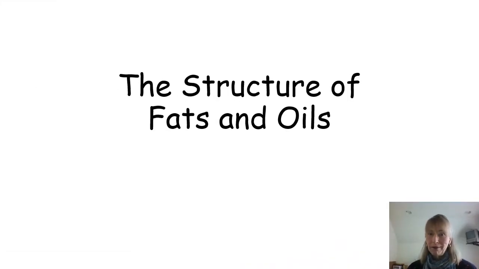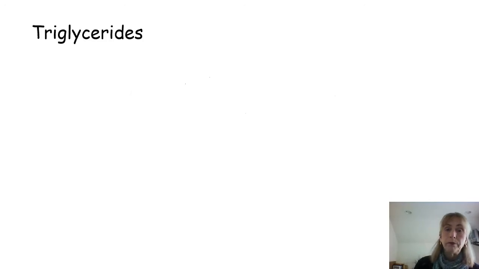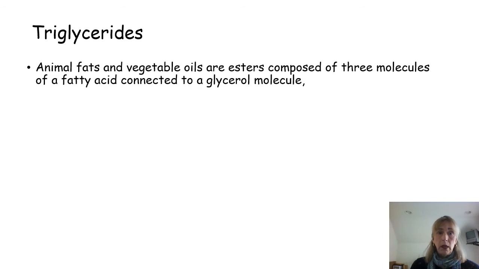Okay, moving on to the structure of fats and oils. Now we have a background in fatty acids, we can move on to fats and oils, and we begin our discussion of fats and oils talking about triglycerides. Animal fats and vegetable oils are esters that are composed of 3 molecules of a fatty acid connected to a triol known as glycerol.